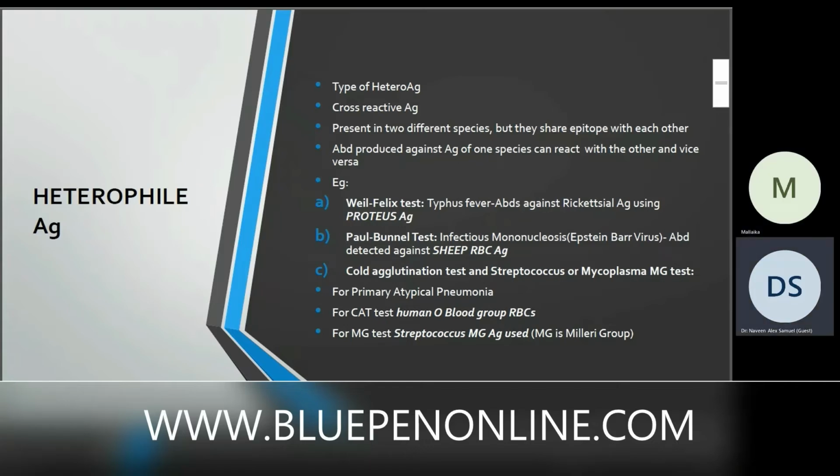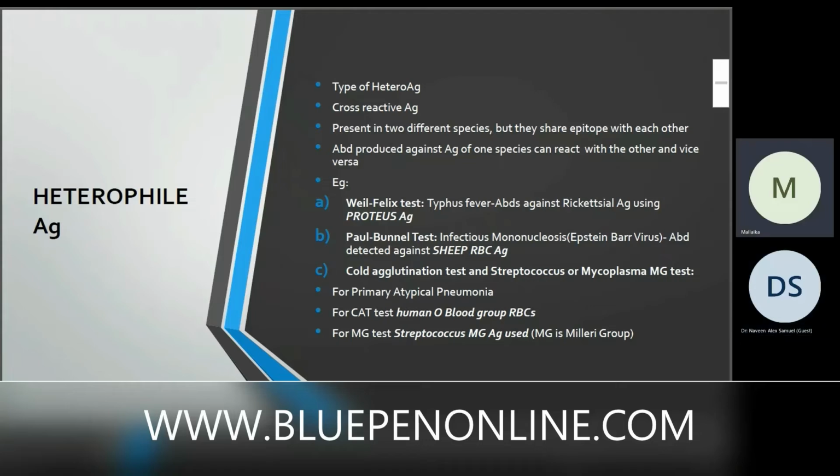The cold agglutination test and the Streptococcus MG test follow the same principle. The Streptococcus MG test is used for primary atypical pneumonia. For the cold agglutination test, human O blood group RBCs are used. For the MG test, Streptococcus MG antigens are used. MG is the Streptococcus MG antigen. There are a few examples; you don't need to know every one of them. You just need to know Weil-Felix, Paul Bunnell, and the cold agglutination test.